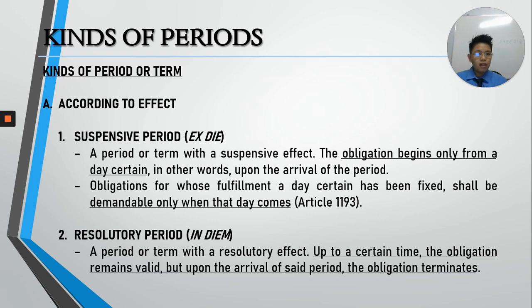Bibigyan kita ng baon hanggang March 1. So, kailan kita bibigyan ng baon? Now na, PAC, bibigyan kita ng baon. Pero kailan ang last day niya? Hanggang March 1 lamang. So, remember, in case of an obligation with a resolutory period, the obligation is immediately existing, immediately demandable, but it is only up to a certain time.